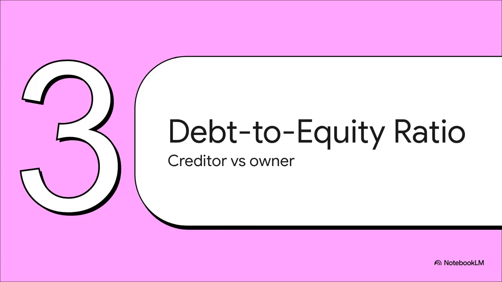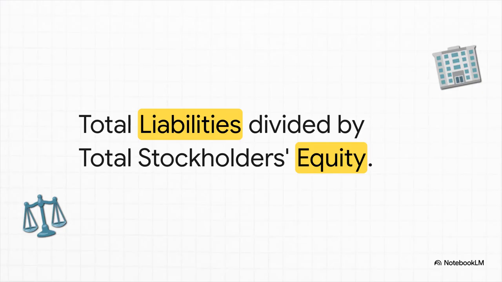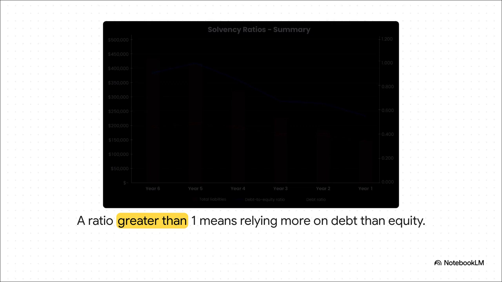Okay, Section 3, debt-to-equity ratio. Building on what we just talked about, let's actually compare our two financing sources head-to-head. Instead of looking at total assets, the debt-to-equity ratio pits what is owed directly against what is owned. The formula here is total liabilities divided by total stockholders' equity. This really examines that delicate balance between creditor financing and owner financing. When you're tracking this metric over time, the absolute magic number to watch is that 1.0 threshold. If a company's debt-to-equity ratio is exactly 1, they're using an equal amount of debt and equity. But anything greater than 1 implies the company's relying more on borrowed funds than on shareholder equity.